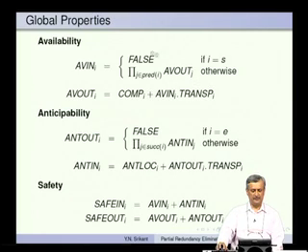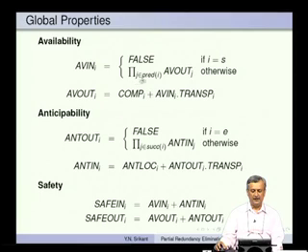Then we have the data flow equations. Availability. So, AVIN and AVOUT at the input and output of the basic blocks. AVIN is false if it is the start block. This is as before, for the start block availability of no expression is true, no expressions are available at the entry block, the input of the entry block.